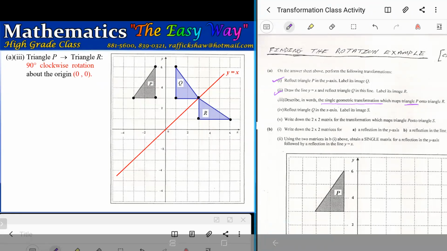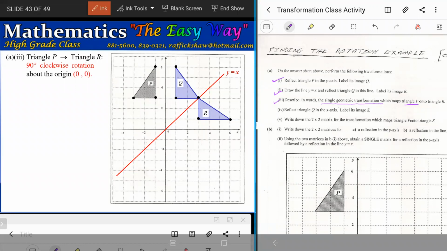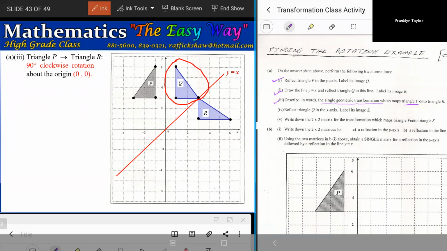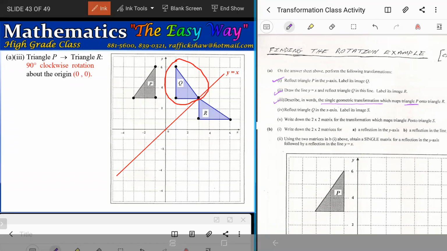So we have completed the third one. Beautiful. All right, so part 4 now, it says reflect Q now. Remember, Q is the second one now. Reflect Q in the x-axis and label it S. So we are now reflecting this one. I have to label it S and reflect it in the x-axis. Same concept.